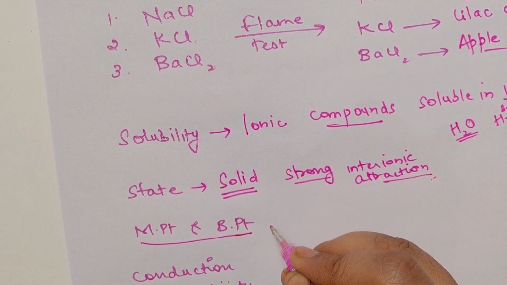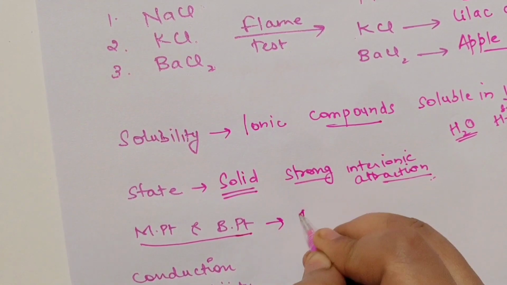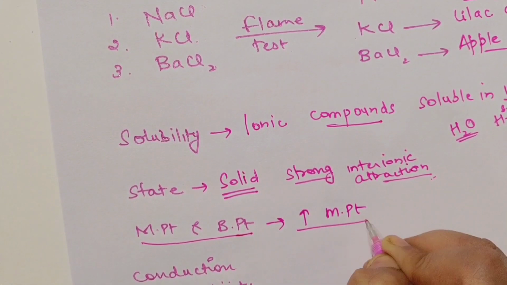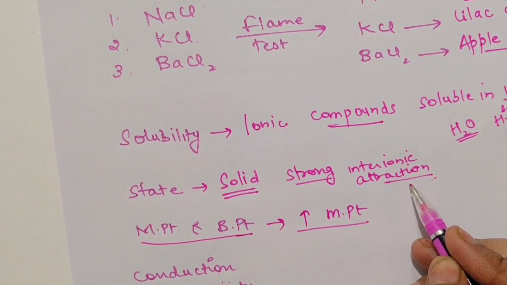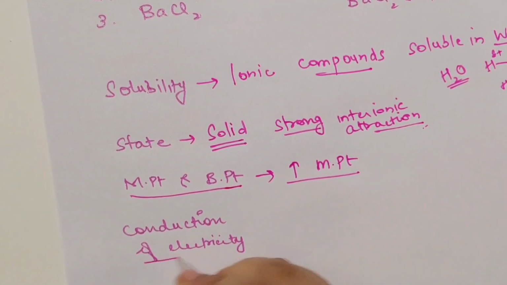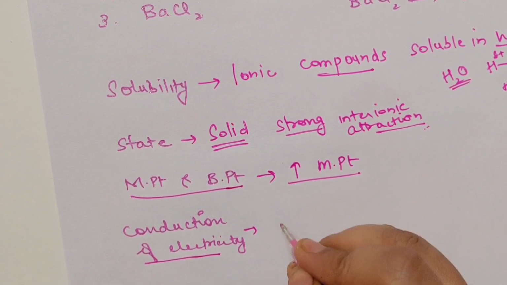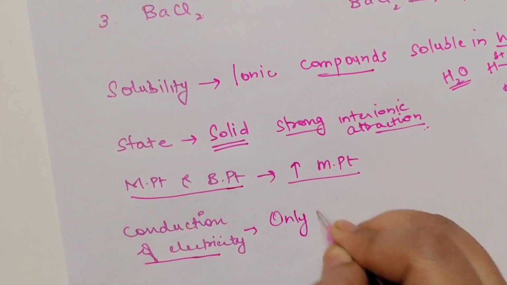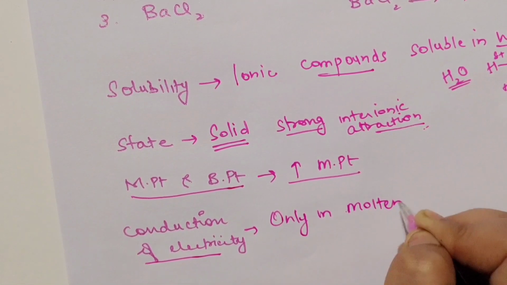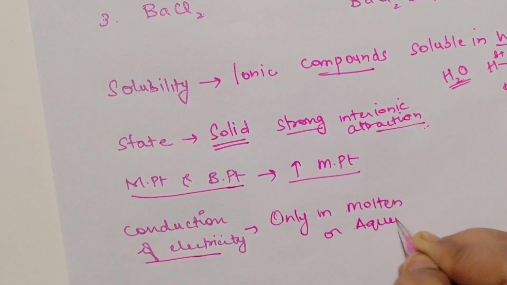Ionic compounds have a very high melting point and boiling point, again a reflection of strong interionic attraction. Conduction of electricity: ionic compounds do conduct electricity, but not in solid state, only in molten or aqueous state.